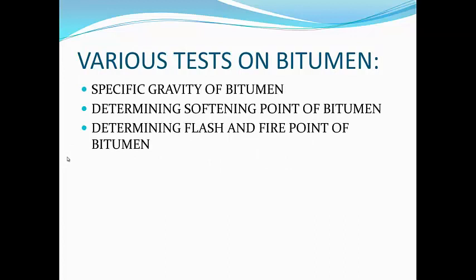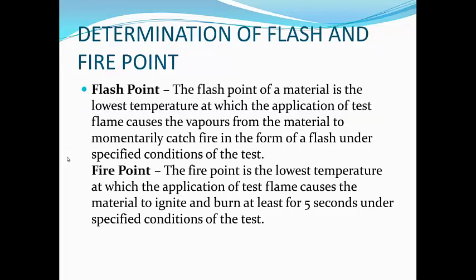Various tests on bitumen that are to be carried out are specific gravity of bitumen, determining softening point, flash point, and also the fire point. Coming to the flash point: flash point is the lowest temperature at which the application of the test flame causes the vapors from the material to just catch fire in the form of a flash. Whereas fire point is the lowest temperature at which the application of the test flame causes the material to ignite and burn for at least 5 seconds.